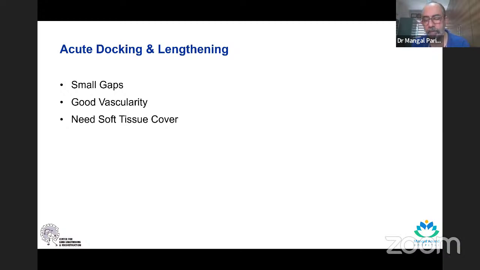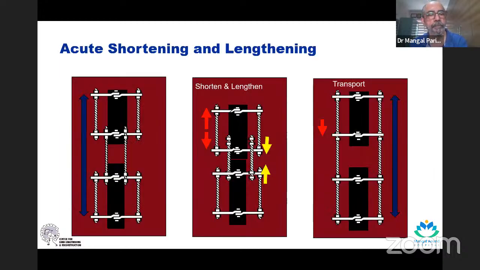You should have reasonably good vascularity and not very fibrotic soft tissues, because if you do have very fibrotic soft tissues, they will not allow easy acute shortening, and a lot of fibrosis can also lead to issues relative to the vascularity. So the difference here is, if you have a fixator setup like this, in shorten and lengthen, you are shortening between ring number 2 and 3 and doing a separate osteotomy here and lengthening between 1 and 2. So the effective length of the fixator reduces and then increases.